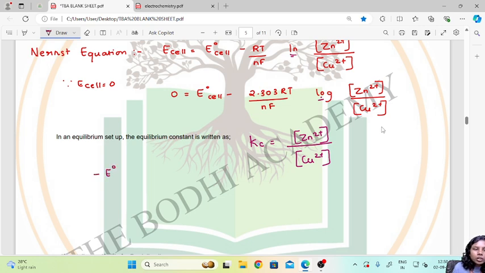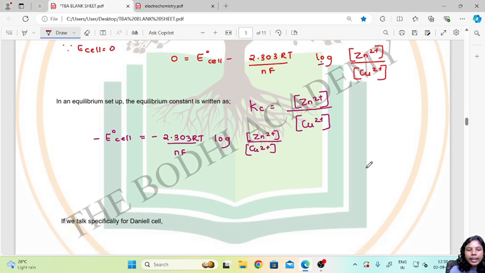So minus E naught cell equals minus 2.303 RT upon nF log of [Zn2+] upon [Cu2+]. Okay, so this is what we get. Now in an equilibrium setup, the equilibrium constant that we write is Kc equals [Zn2+] upon [Cu2+]. So this whole term will become Kc.